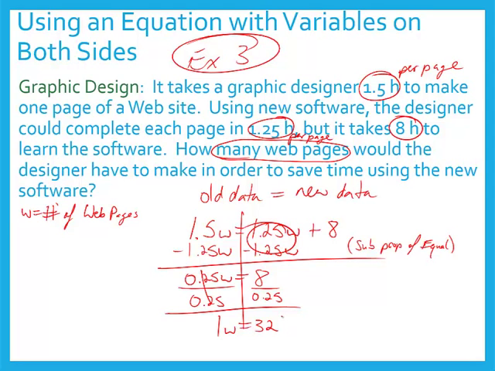All right, but this is the number we need, but not the actual solution, because this is a word problem. And word problems need our solutions to be in a sentence. So you could say, let's see, the question asks, how many web pages would the designer have to make in order to save time using the new software? You could say he would need to make 32 web pages in order to save time using the new software.